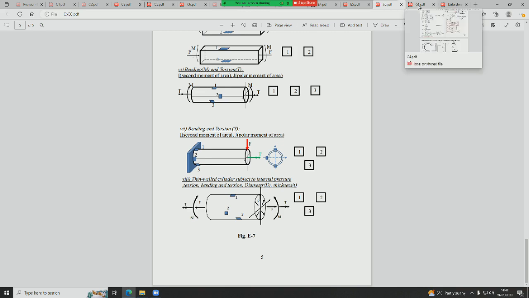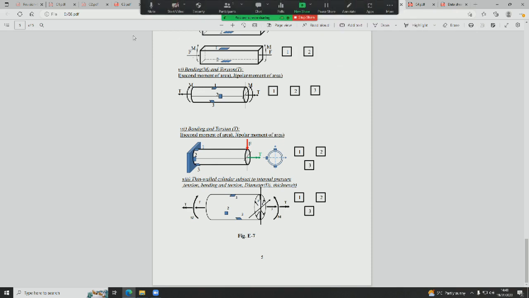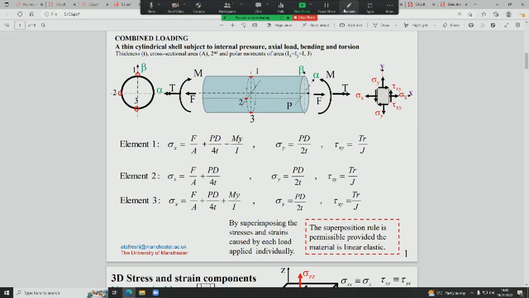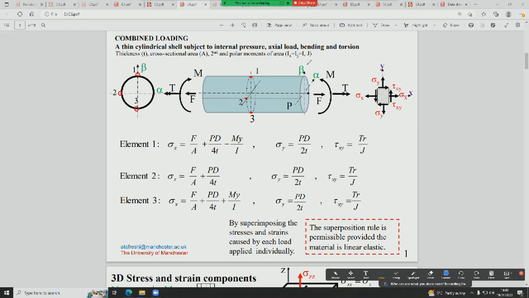So if you just go back to chapter 6, say we've got a support here, so say this is supported. We don't have this bending moment, say we don't have it. Now we've got a lateral shear force here, so in that case, at these points, the bending moment applied here will be equal to F multiplied by this distance.